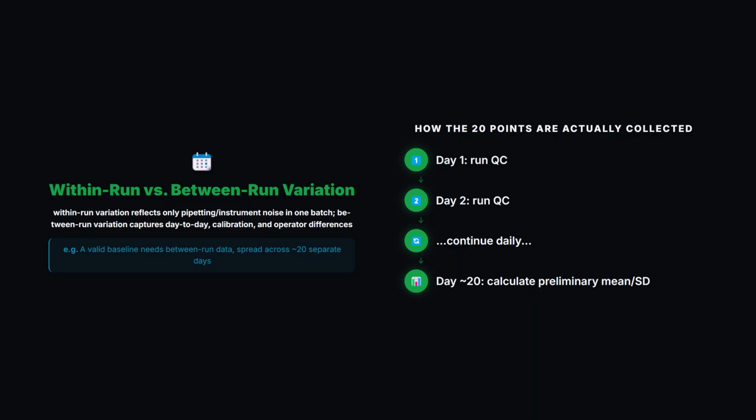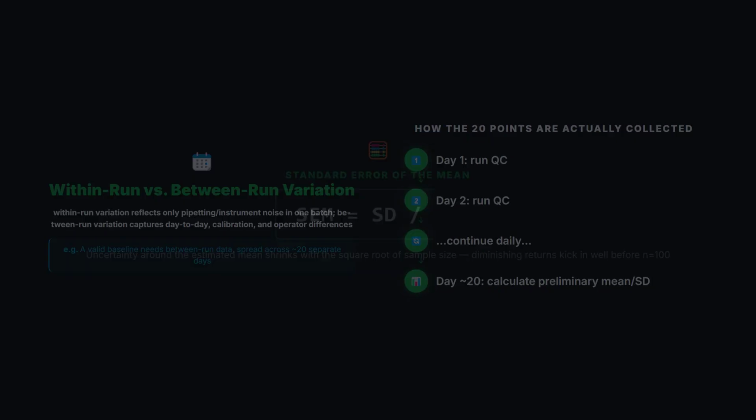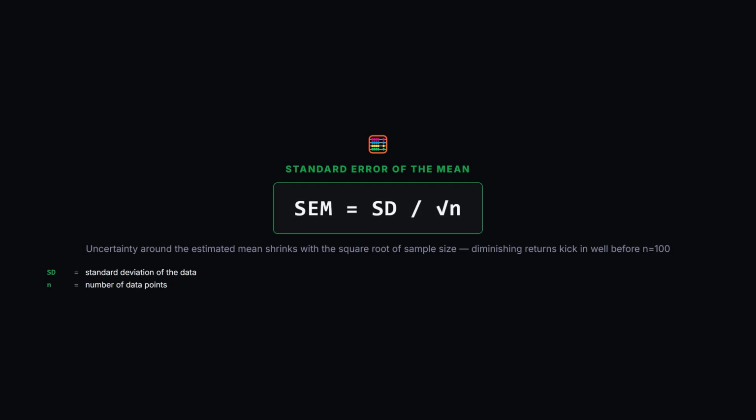That distinction matters enormously. Running the same control 20 times in a single afternoon captures only within-run variation and misses the run-to-run, day-to-day, and calibration cycle variation that actually shows up in routine testing. The math behind why 20 is the floor, not an arbitrary round number. Standard error of the mean shrinks proportionally to the square root of n. Going from 5 to 20 points cuts your uncertainty around the mean by more than half. Going from 20 to 100 only shaves off marginal additional precision.